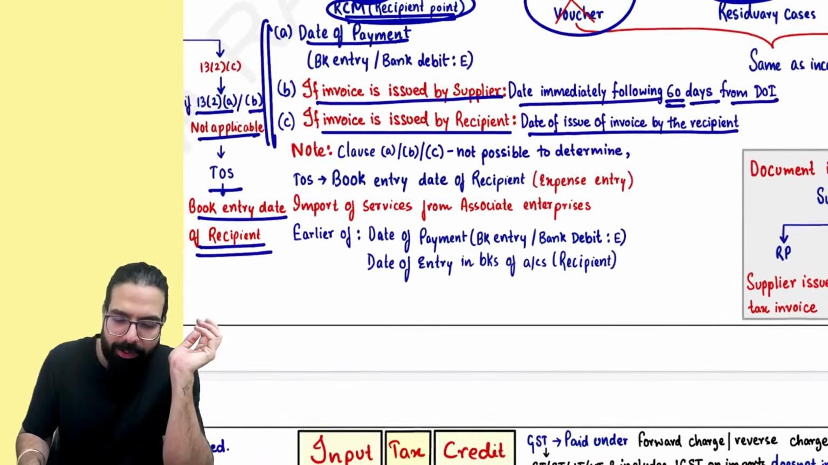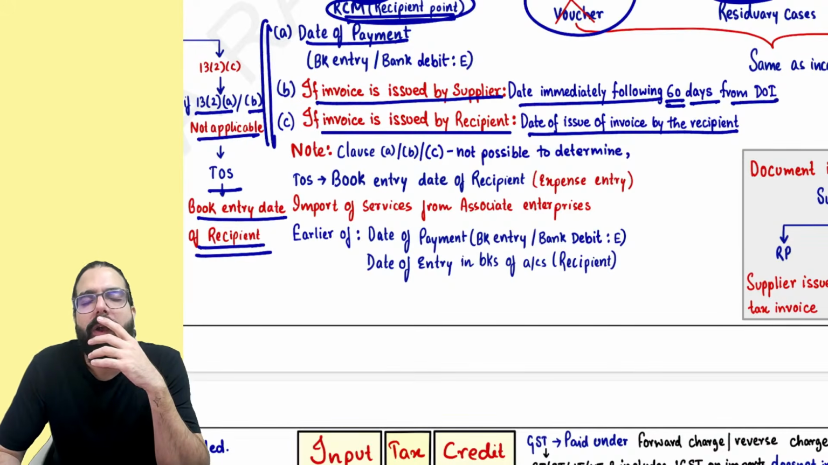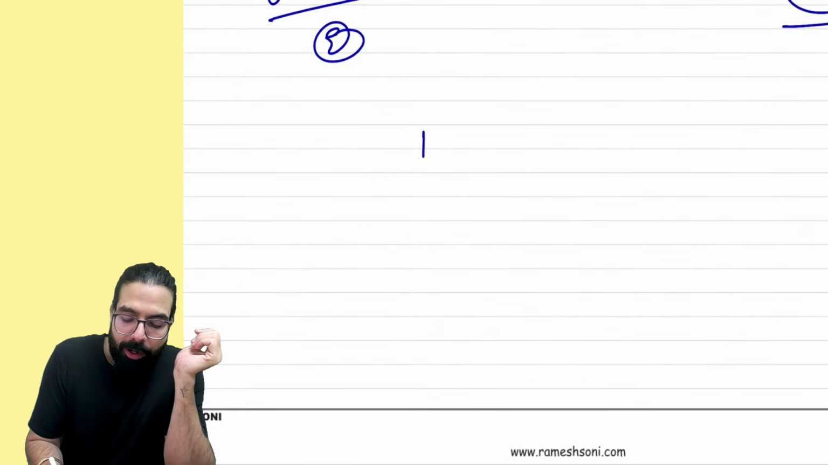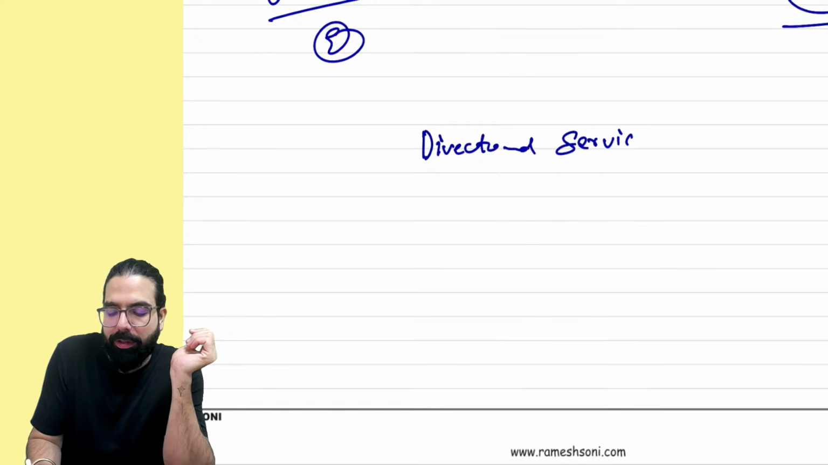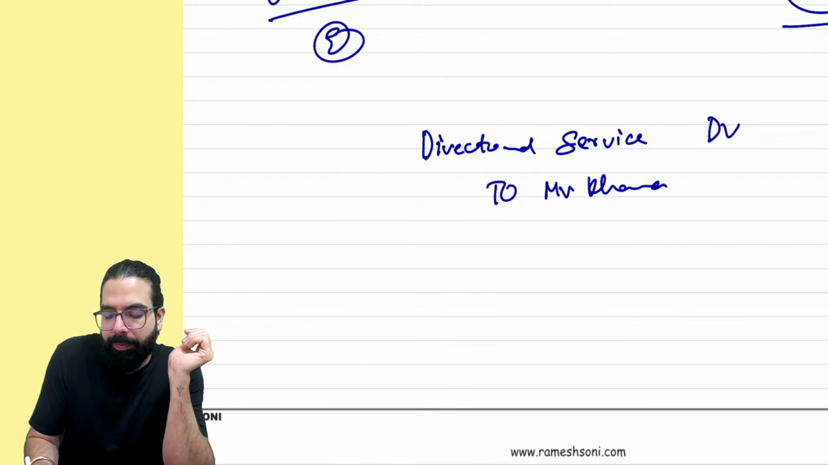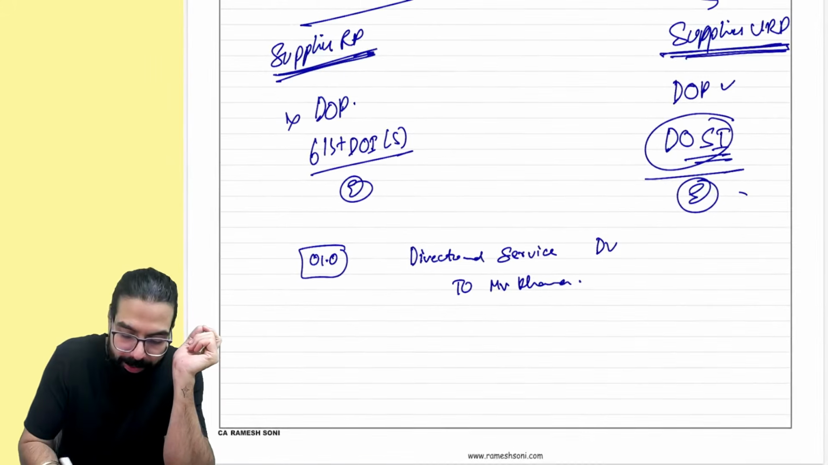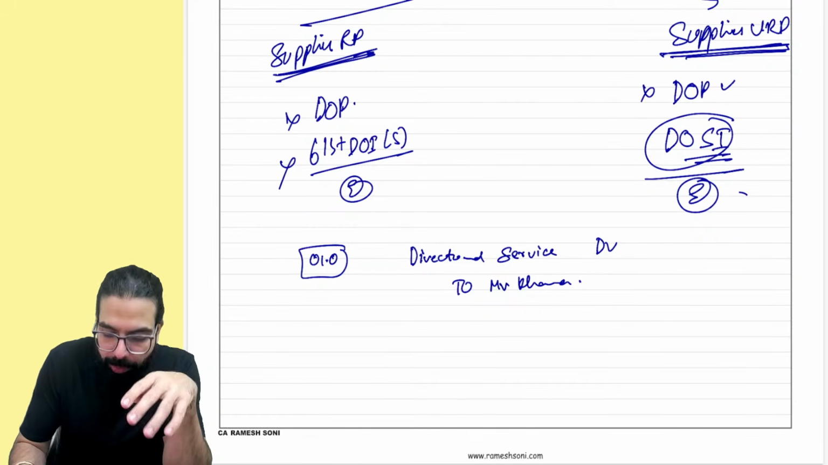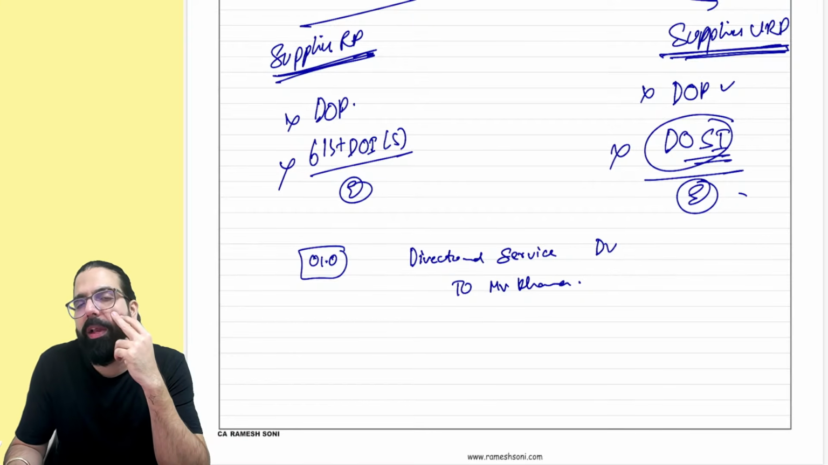And here they have told, supposing you have received, for example, I passed one entry in my books of account, an expense entry: directorial services account debit. I have received directorial services, account debit to Mr. Khanna. I have only passed one entry on 1st January. As of now, I have not made the payment to him. He has not given an invoice. Nothing is done. Sir, I have not made payment also. He is unregistered. I have not made the self invoice also. These dates are not available in my books of account.